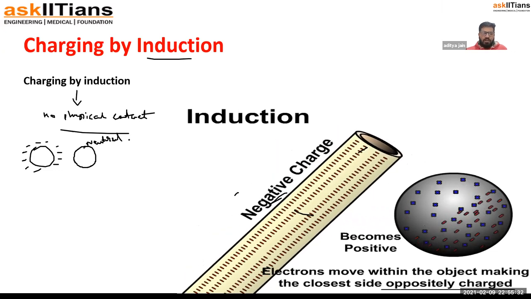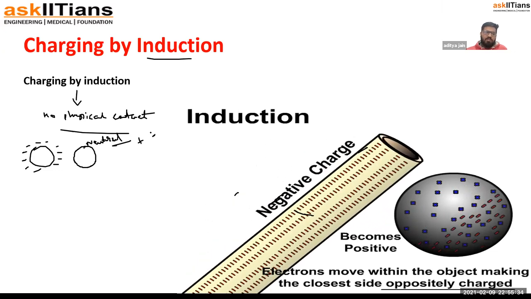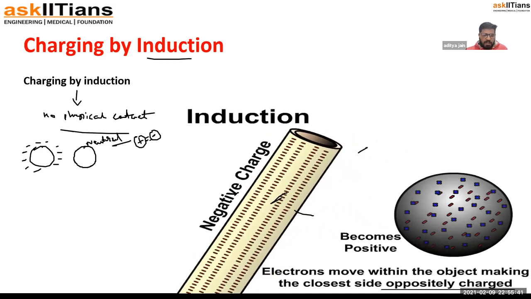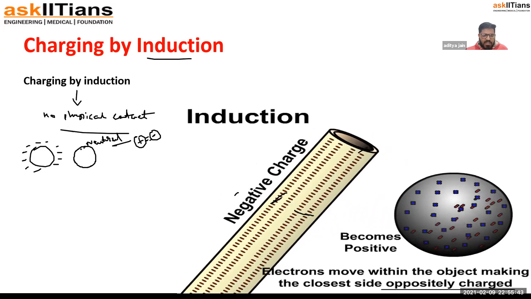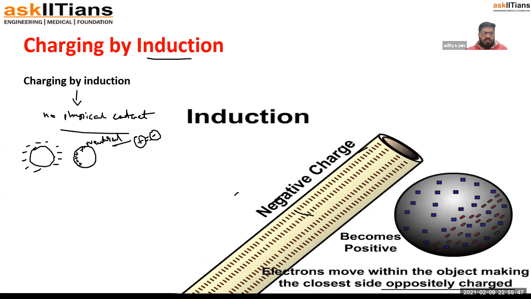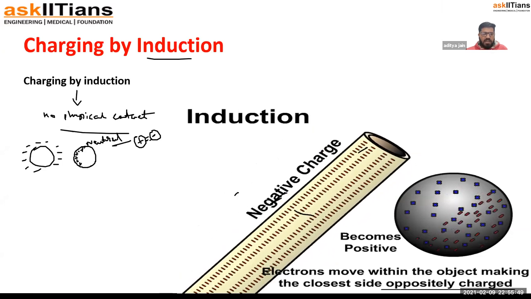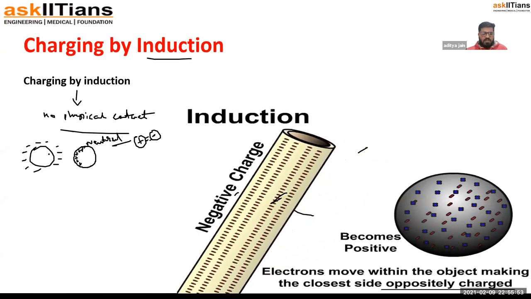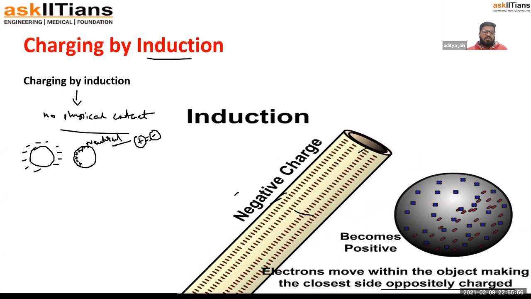So what is happening? A neutral body has an equal number of positive and negative charges. Yes or no? So what will happen? Due to this negatively charged body, positive charge will get attracted towards this surface, the surface which is near the negatively charged body, because unlike charges attract each other. So this negative charge will attract the positive charge of the neutral body.